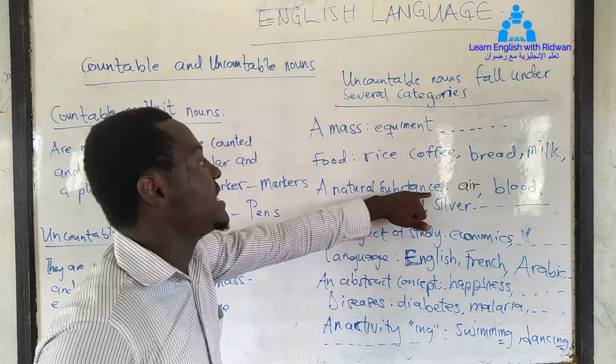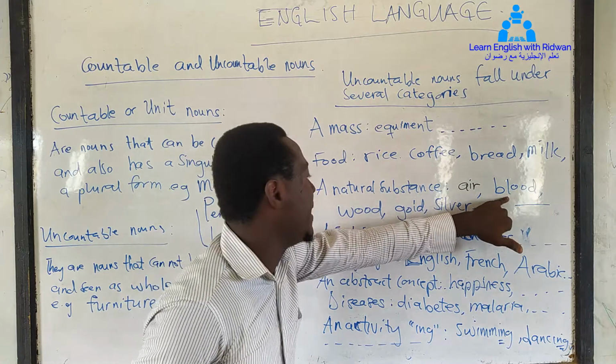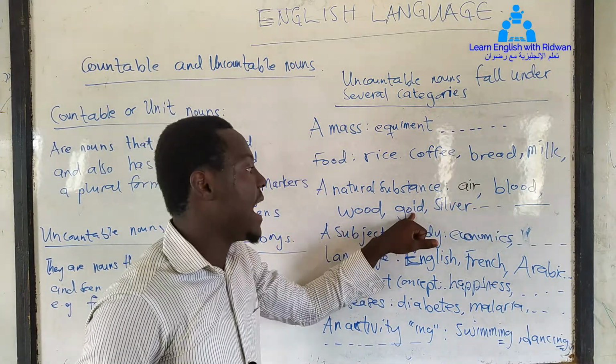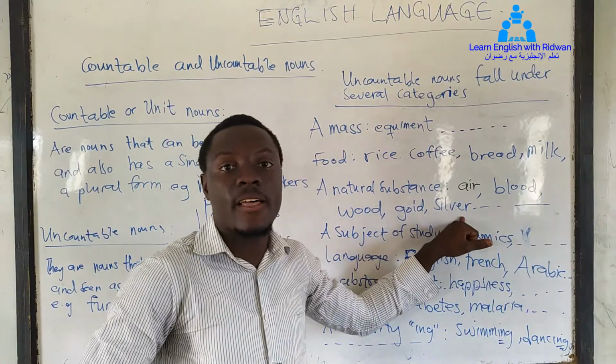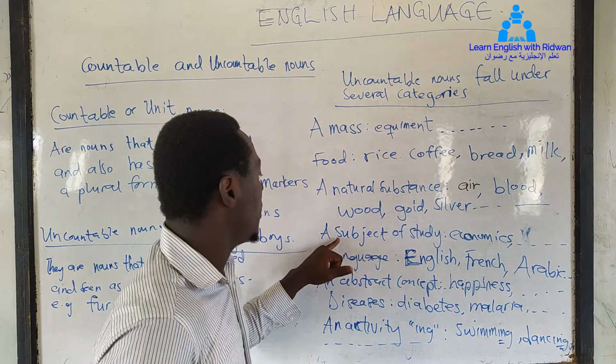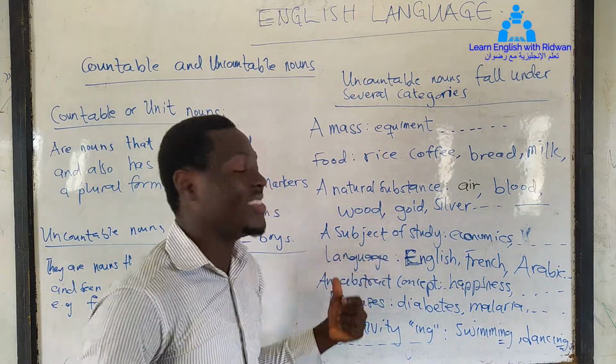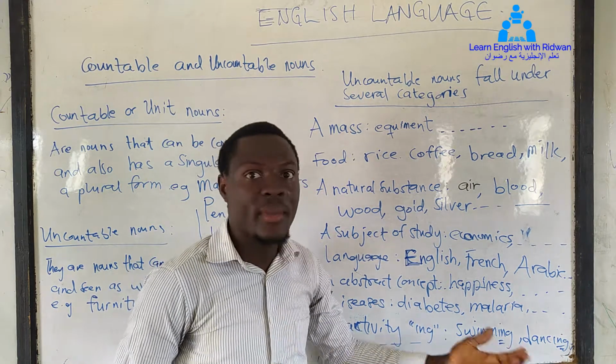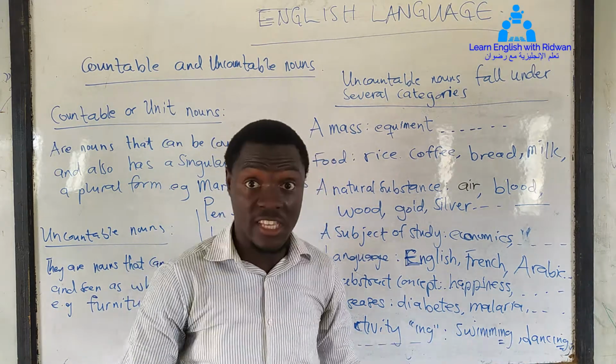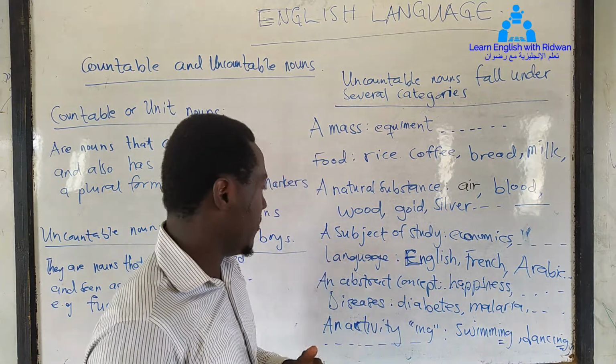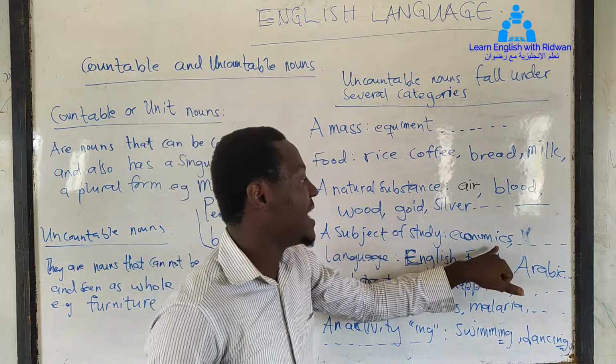And a natural substance. We have air, blood, wood, gold, and silver. A subject of study, either economics, French, Arabic. Excuse me, a subject of study is either what? Economics.